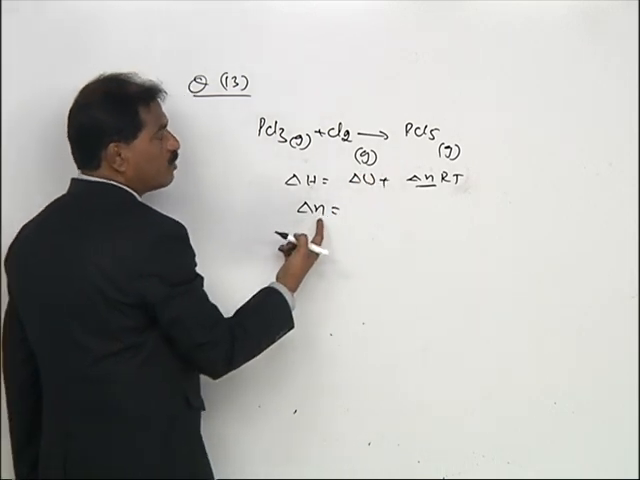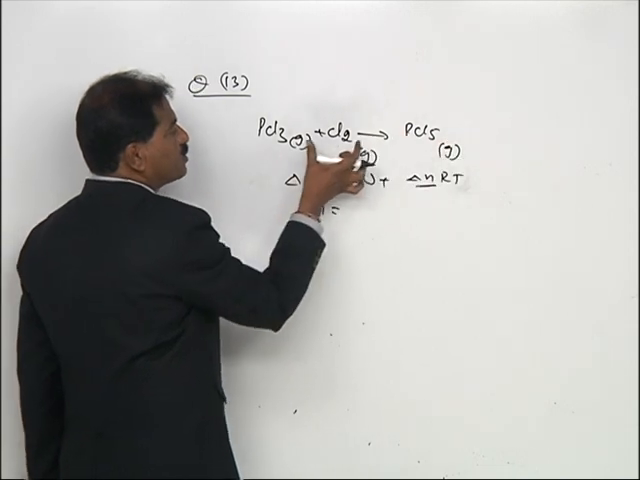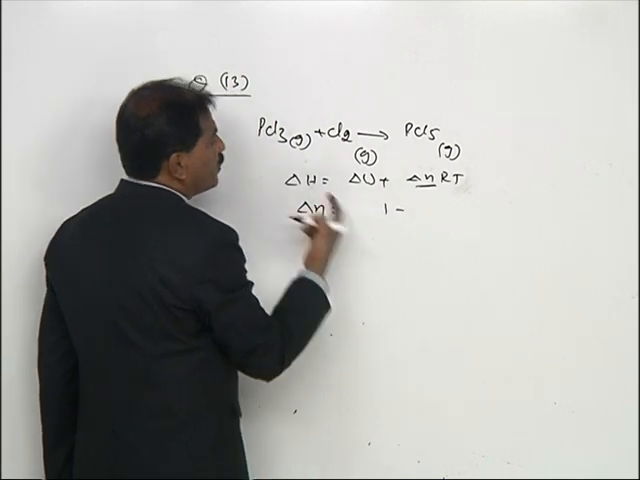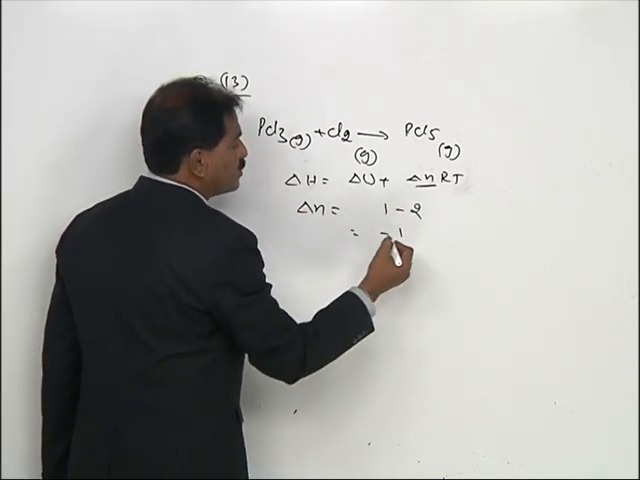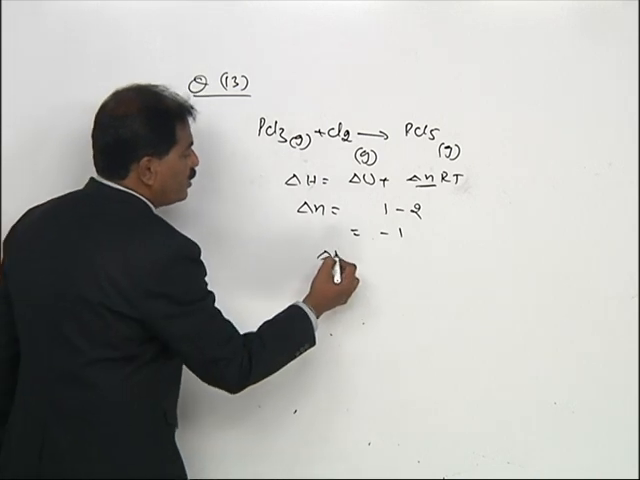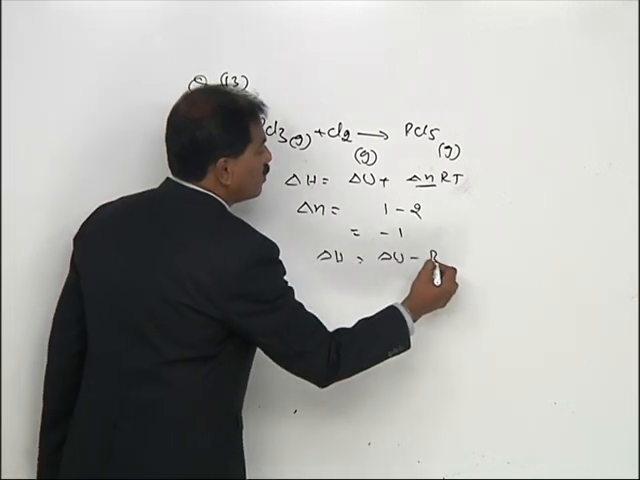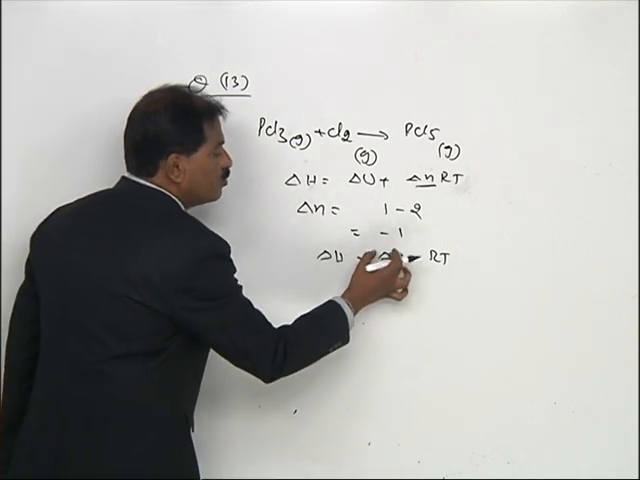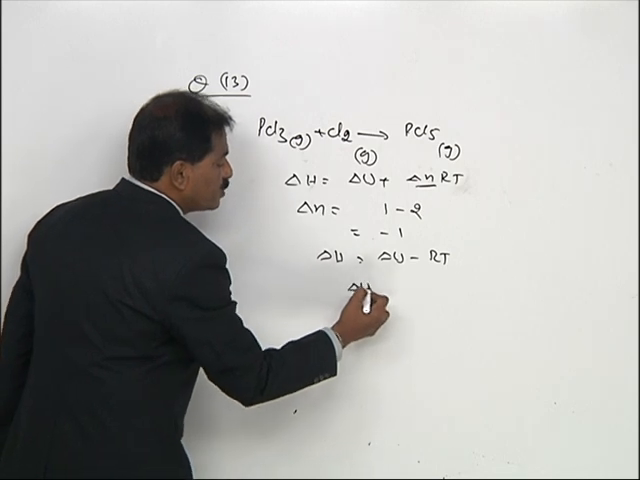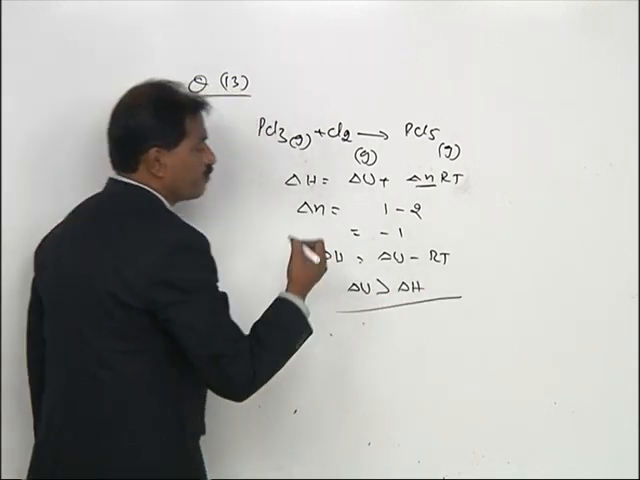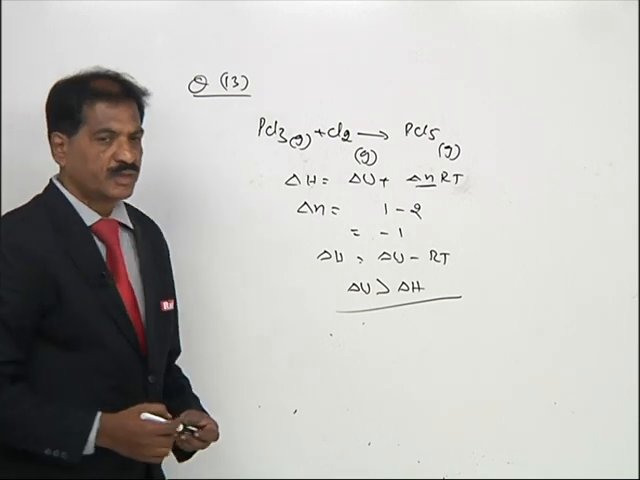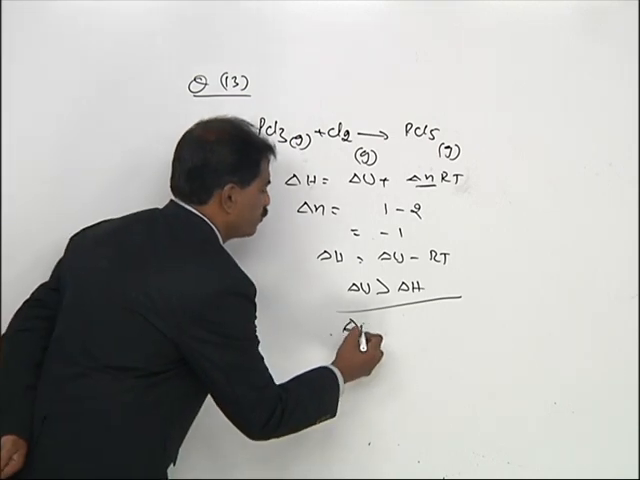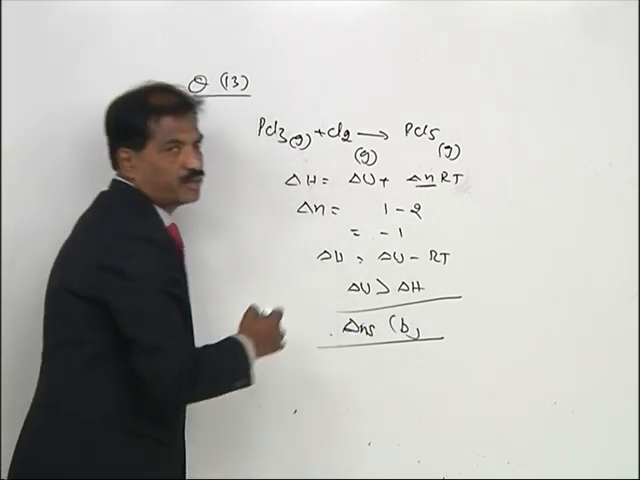Total change in the total number of moles means total moles of the gaseous state products minus total moles of the gaseous state reactants. Here products is 1, reactants is 2. Therefore, minus 1. Therefore, del H is equal to del U minus RT. Therefore, according to this expression, del H is equal to del U minus RT. Therefore, del U must be greater than del H. Okay. So therefore answer given in the problem is B. Answer is B. Okay.